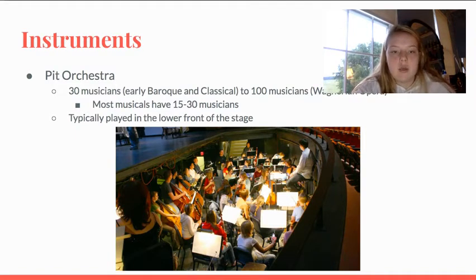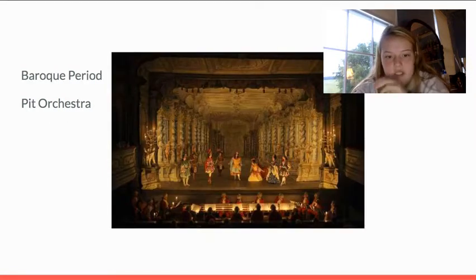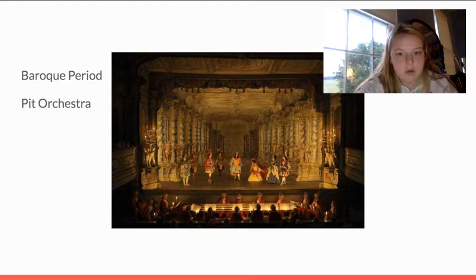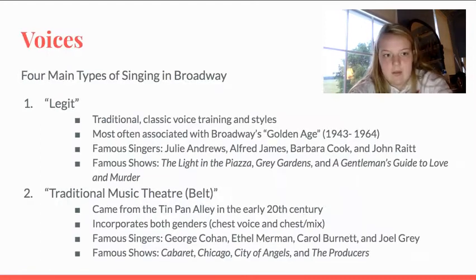And in the early Baroque and classical period, there's 30 musicians, but it could have gone to like 100 musicians in the Wagnerian opera period, but mostly today it's like 15 to 30 musicians. So this was a pit orchestra in the Baroque period. You can see them in the lower fronts.